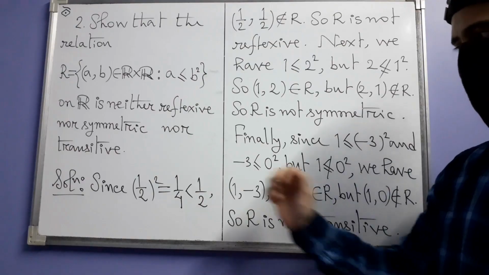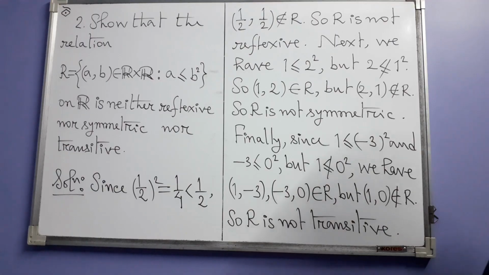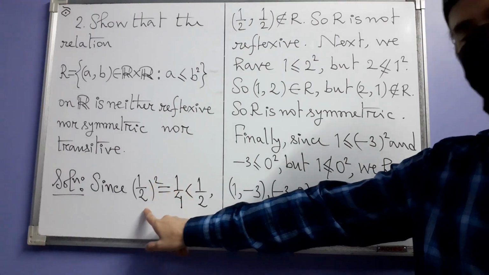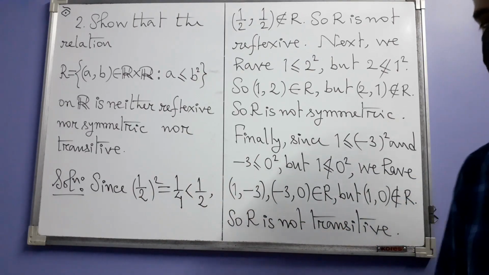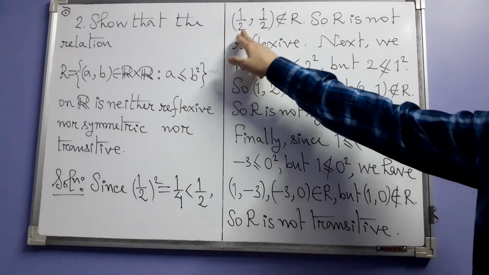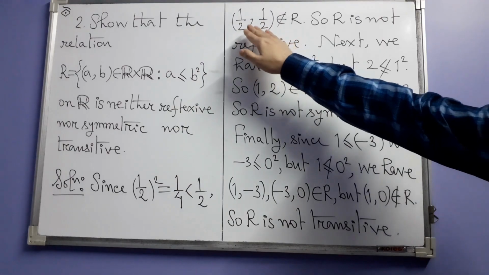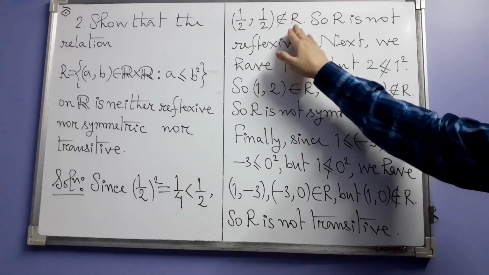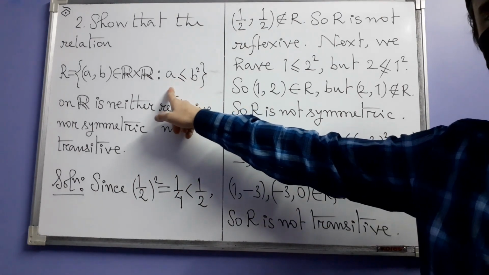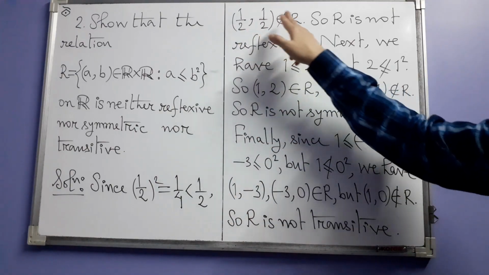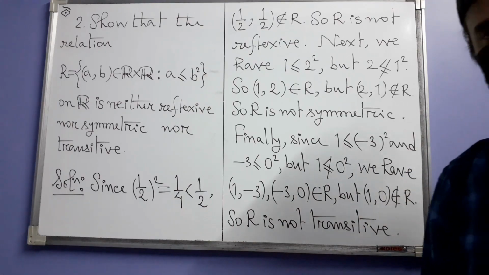Okay, so this is the solution. In the solution, we first of course show that R is not reflexive. Note that the square of 1 divided by 2, which is 1 over 4, is less than 1 divided by 2. This means that (1/2, 1/2) is not in R. For this ordered pair to be in R, this square should be greater than or equal to 1 over 2 according to the definition of R, but that's not the case. So this element does not belong to R, and that makes R not reflexive.